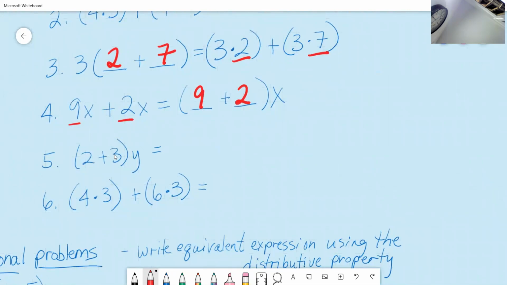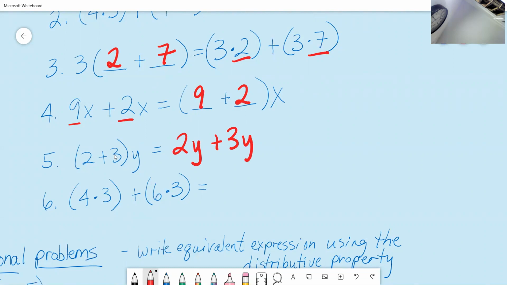Okay, and then they've asked us for number 5 and 6 to use the distributive property to write an equivalent expression. So first they've given us 2 plus 3 times y. So what's something that would equal the same value if you knew the value of the variable y? And this would be 2y plus 3y.